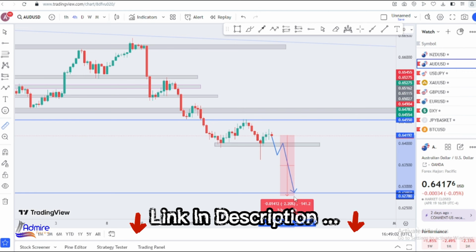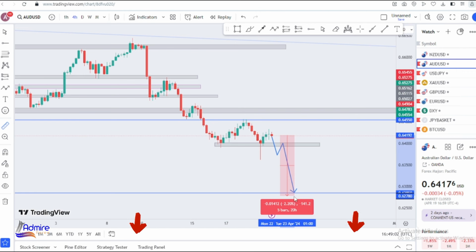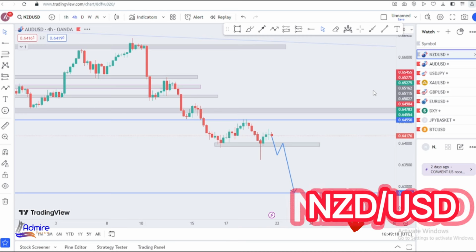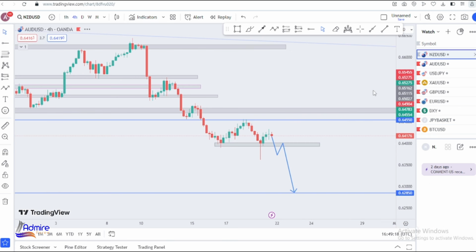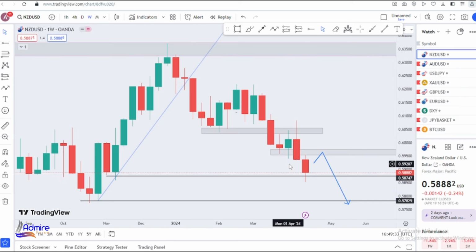Up next, last but not the least, NZDUSD. You start from a weekly time frame to see how price closed for the week. You saw price was almost ranging, but we have a bigger candle here which was not actually a range. So you see price also came back.